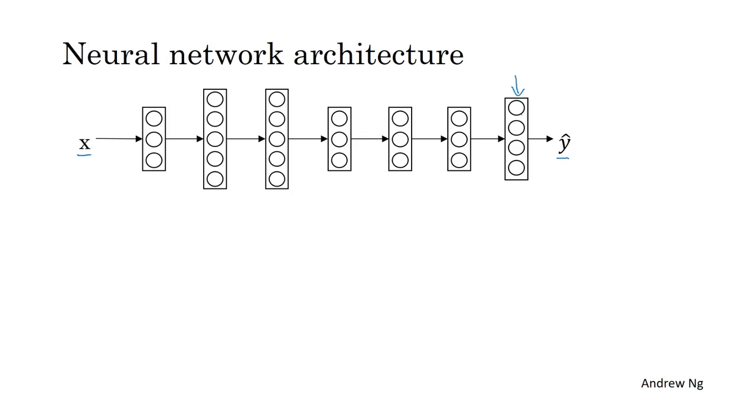Notice here for the output layer, I've drawn 4 nodes, and so the first node will try to predict, is there a pedestrian in this picture? The second output will predict, is there a car here? Predict, is there a stop sign? And this will predict, maybe is there a traffic light? So y hat here is 4-dimensional.